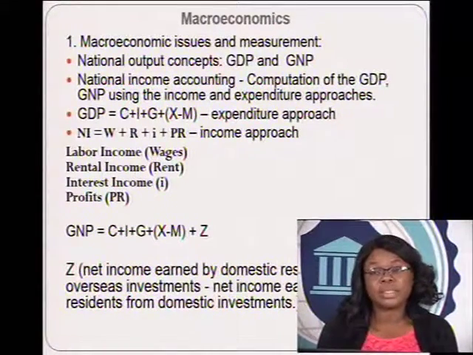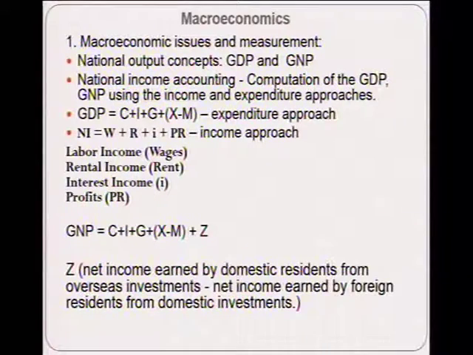What does C stand for? C stands for consumption. I stands for investment. G stands for government expenditure, plus the difference between exports and imports. X stands for exports, M stands for imports, X minus M. So if you're asked to derive the GDP using the expenditure approach, we're basically going to add the consumption, the investment, the government expenditure, plus the net exports. And that's going to give us the GDP by the expenditure approach.